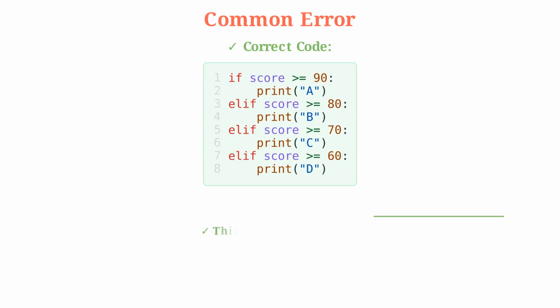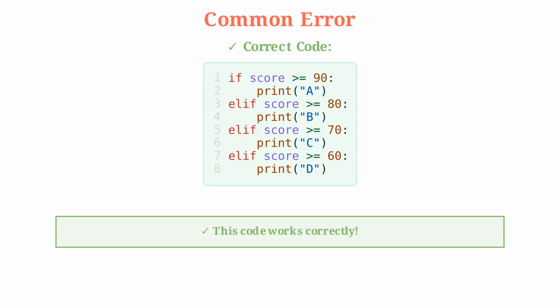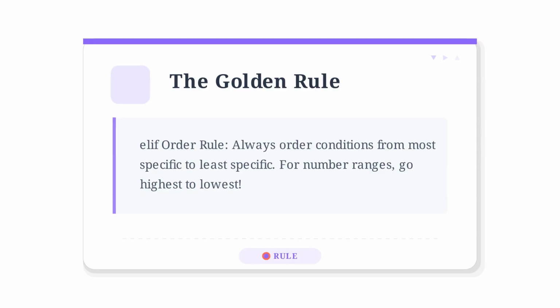The fix? Always check from highest to lowest. Start with 90 for A, then 80 for B, and so on. That way each score lands in the right category. Here's the golden rule for else-if chains. Always order your conditions from most specific to least specific. For number ranges like grades, that means highest to lowest. For string lengths, longest to shortest. Check special cases before general ones.